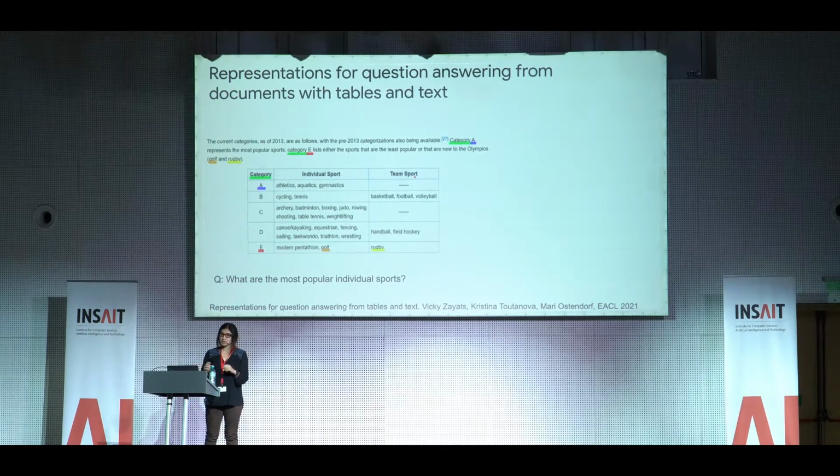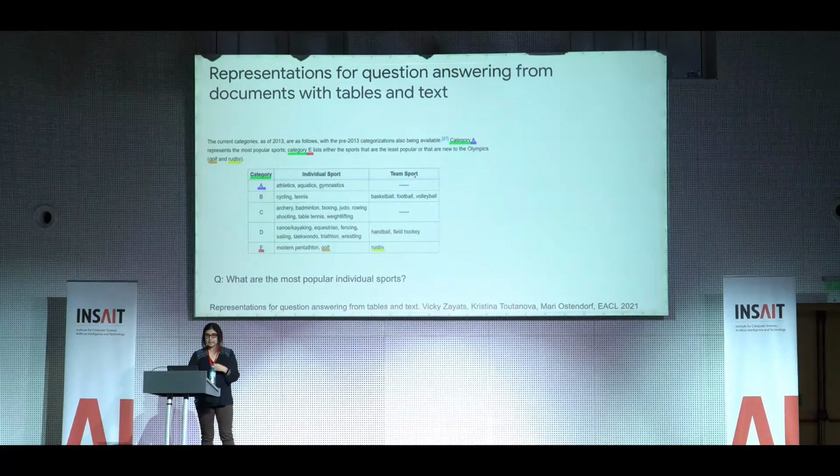Even if we have a pre-trained representation on tables, it's still insufficient to disambiguate. Let's look at, for example, the question, what are the most popular individual sports posed for that table? If we just look at the table, we cannot tell which row talks about the most popular sports. In this paper, we had the insight that many tables appear in articles, in documents, and we can search for facts that talk about the table and help us disambiguate. And this is what we did.